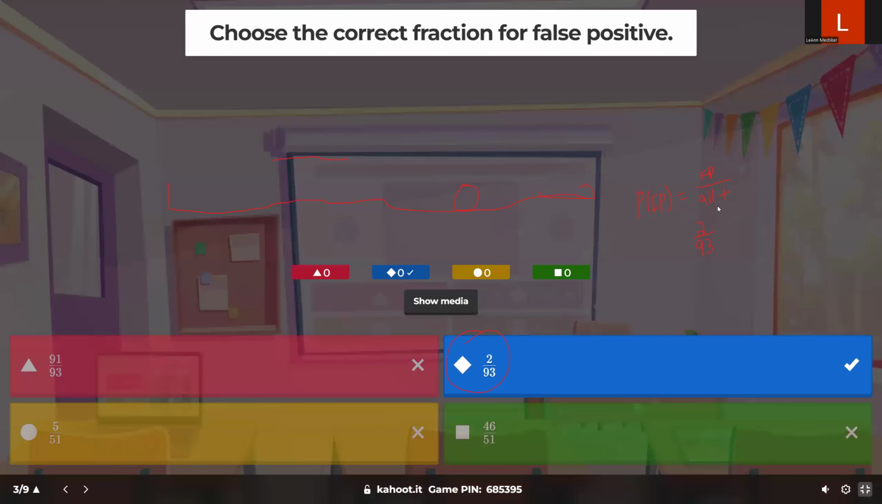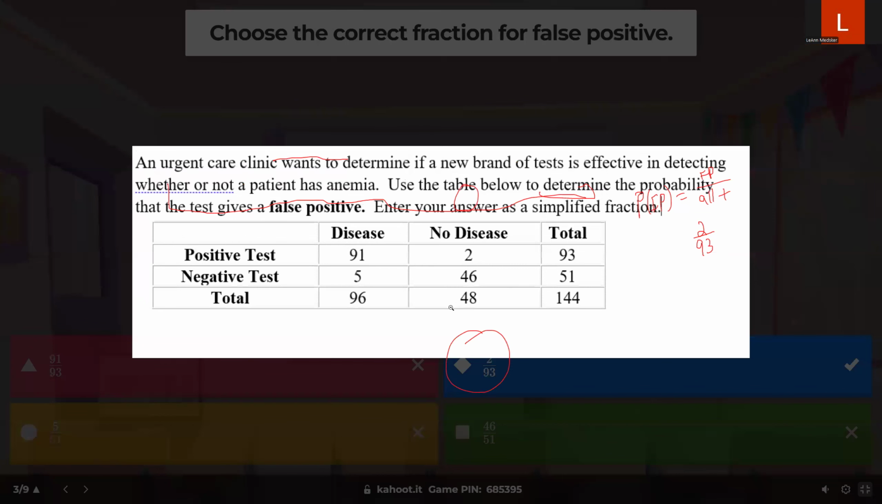Let's see what happens when we skip. Yeah, it told me it was the 2 out of 93. So that was the correct answer. All right, let's go to our next slide.